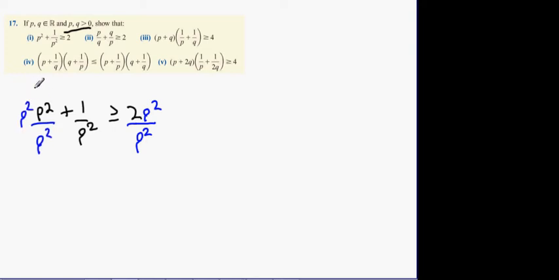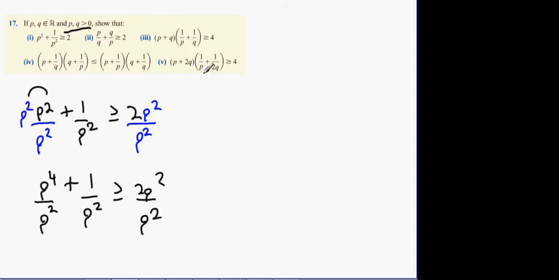What's going to happen is P squared multiplied by P squared is P to the power 4, plus 1, all over P squared, greater than or equal to 2P squared over P squared. Now all the P squareds cancel because they're all over the same denominator, and we're guaranteed that the denominator is positive. We can cancel off both sides. Now we bring the 2P squared over to the other side, and we have P to the power 4 minus 2P squared plus 1.